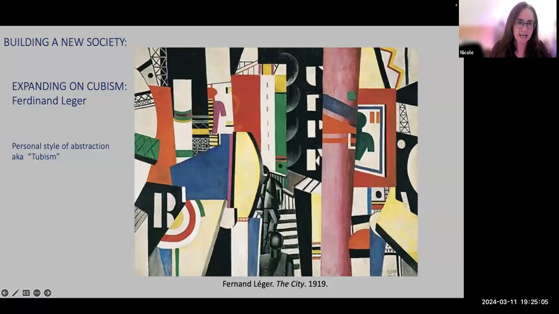One of the most striking aspects of The City is Leger's use of contrasting forms and colors to create a strong sense of movement, space, and rhythm. The composition literally pulsates with energy, as if the city itself is alive and in motion. His incorporation of cylindrical forms and mechanical elements further enhances the sense of modernity and industrialization. The use of these particular tubular forms is also an indicator of his personal style of abstraction, sometimes also referred to as tubism.